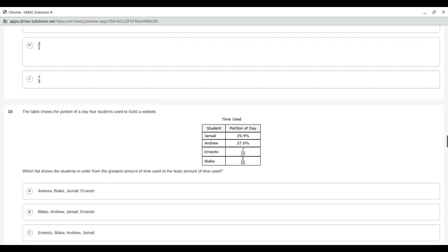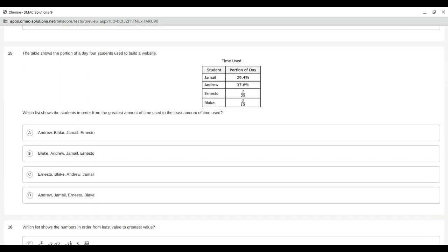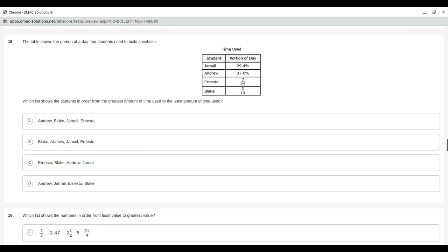Number 15. The table shows a portion of data students used to build a website. Jamal, 29.4%, Andrew, 37.6%, Ernesto, 7/25, and Blake, 3/10. Which list shows the students in order from greatest amount of time used to least amount of time used? A, Andrew, Blake, Jamal, Ernesto. B, Blake, Andrew, Jamal, Ernesto. C, Ernesto, Blake, Andrew, Jamal. D, Andrew, Jamal, Ernesto, Blake.